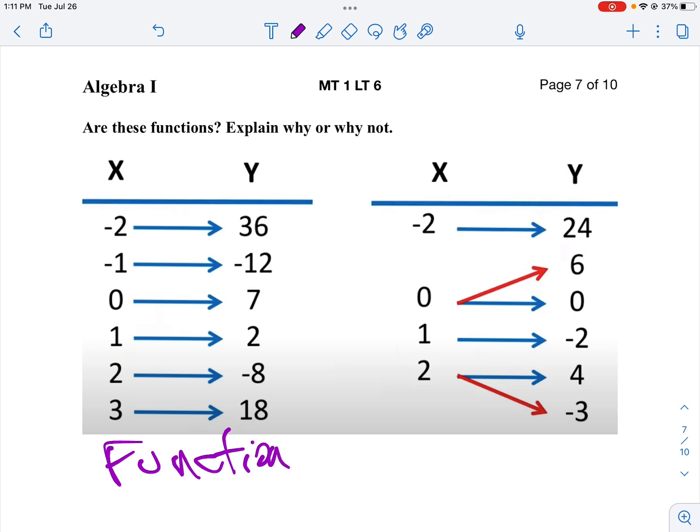How about the next one? Notice we got a little problem here with 0 and with 2, because 0 has 2 corresponding values that go with it. So this one is not a function.